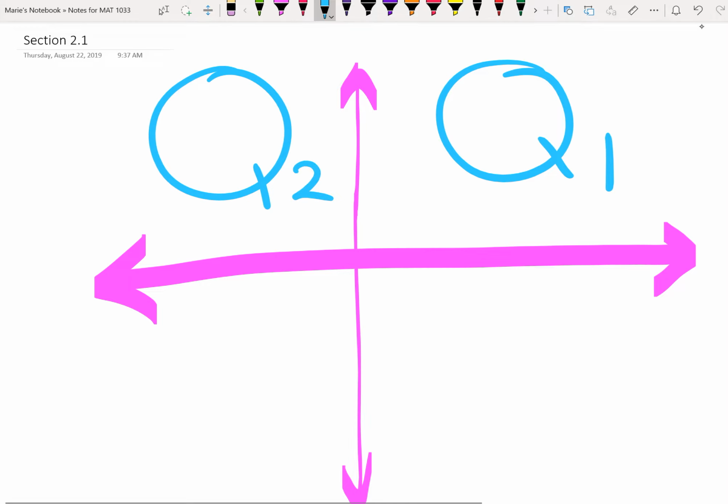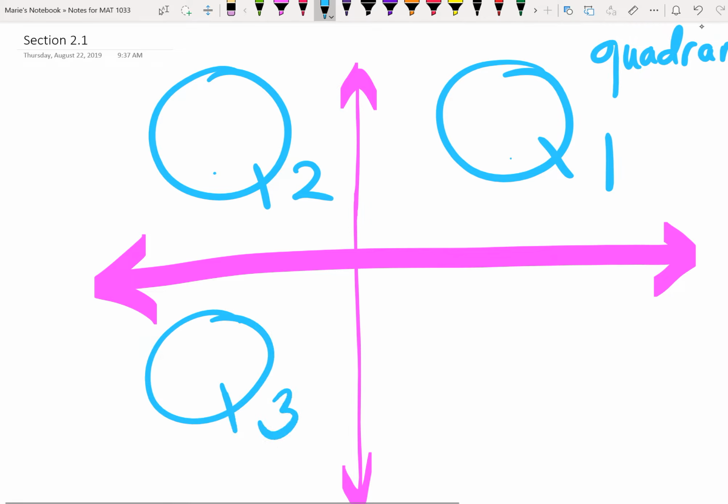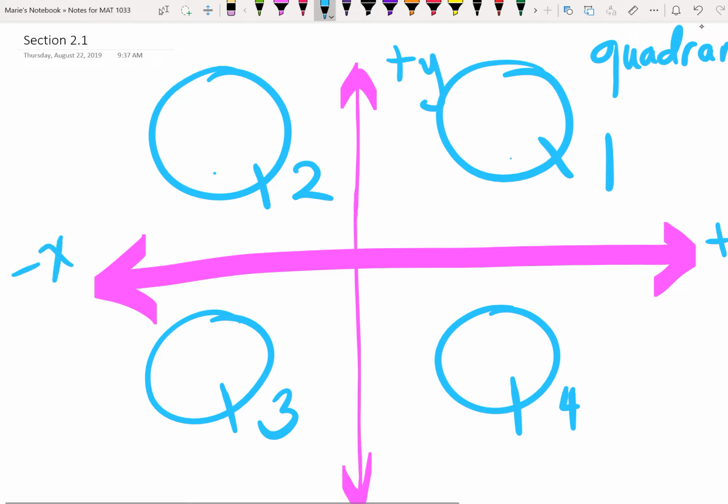So this is quadrant 1. Quadrant 1, that's what this stands for. Quadrant 2, quadrant 3, quadrant 4. And just remember that on this side, both the y and the x are positive. On this side, the x is negative, but the y is positive.